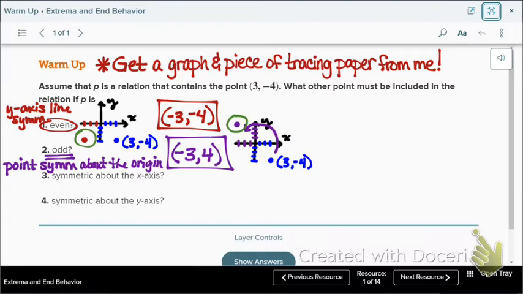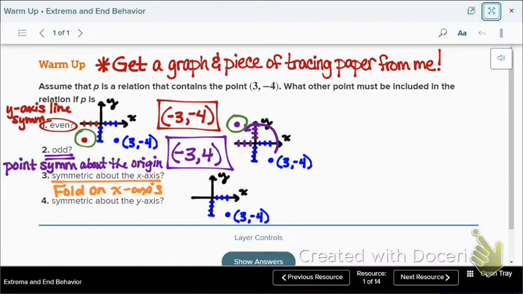Symmetric about the x-axis. Is the x-axis a line or a point? A line. So I'm going to fold it on the x-axis. Where's it going to move to if I fold this on the x-axis? Is it going to move left and right or up and down? Left and right.